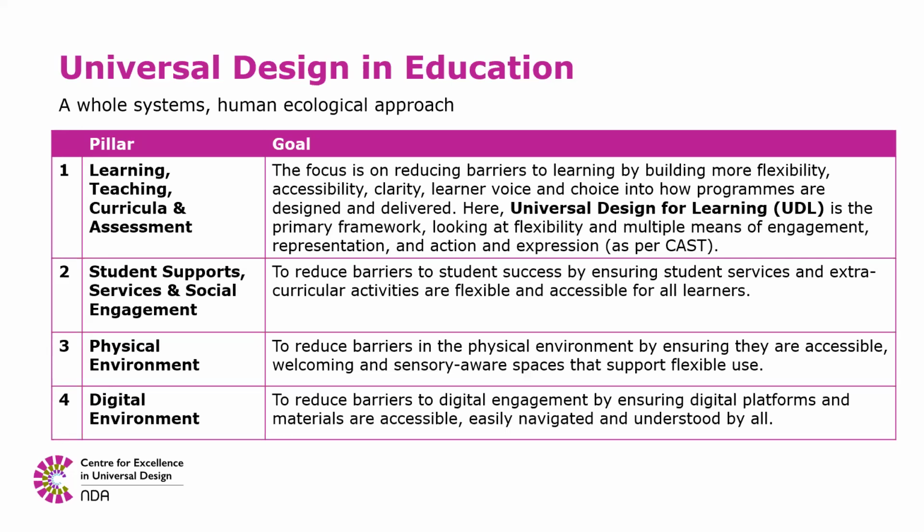The third pillar, the physical environment. The goal here is to reduce barriers in the physical environment by ensuring that they are accessible, welcoming, and sensory aware spaces that support flexible use. And then the last pillar is pillar 4, the digital environment. The goal here is to reduce barriers to digital engagement by ensuring digital platforms and materials are accessible, that they're easily navigated and understood by all.